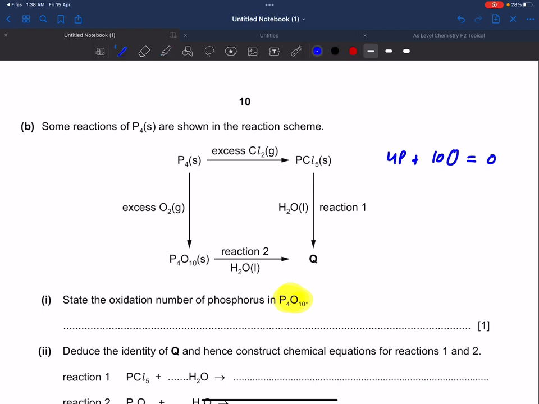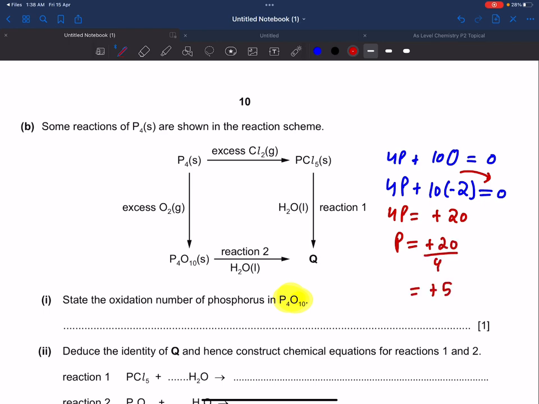Okay, so we don't know phosphorus, right? Oxygen, we all know it's -2. The oxidation state, you have to remember, is equal to 0. So from here, 4P will be plus 20 when this goes there. And so 1P will be plus 20 over 4, which comes out to be plus 5. So you have to write plus 5 here. That's it. Nothing else. There's no hard rule in it. Okay, next part is what?